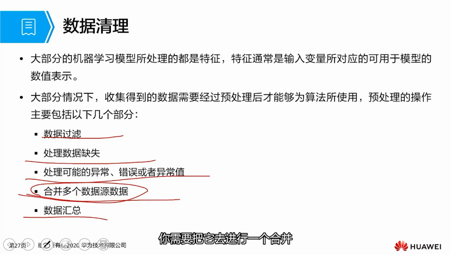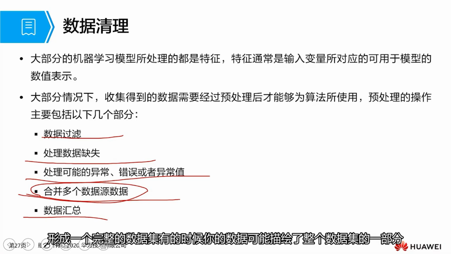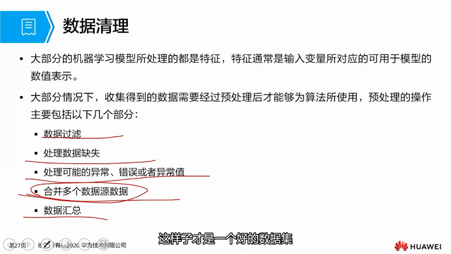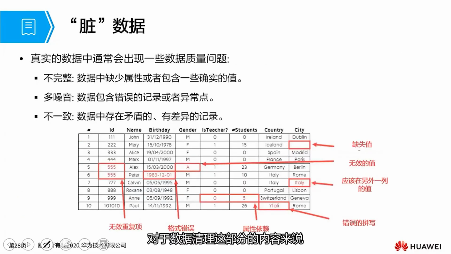What does merging data from multiple sources refer to? Your data may come from more than just one aspect, and may come from multiple data sources. You need to merge and summarize it, forming a complete data set. Sometimes your data may represent only a part of the entire data set. So many data sets are needed to form a complete data set, to make your data free of any discrimination, or your data is unbiased data. This is what makes a good data set. This is the work of summarizing and merging data sources.